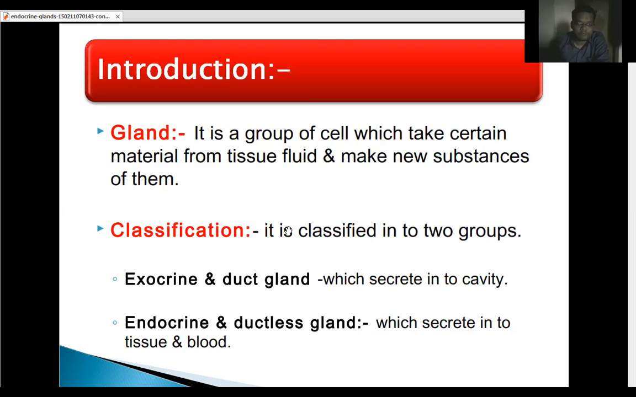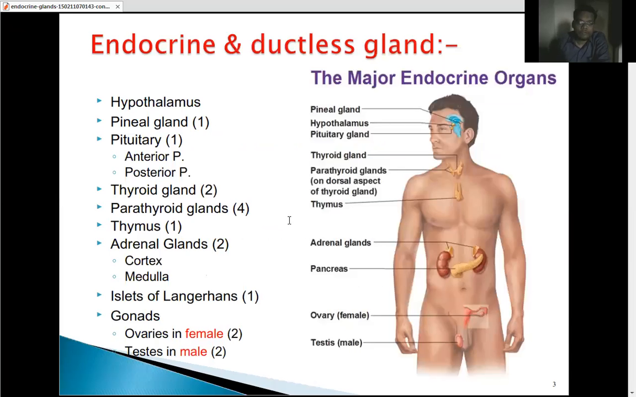This is the diagram of the major endocrine glands of our body. First is the hypothalamus. Number two is the pineal gland. Number three is the pituitary gland, which is of two types: anterior pituitary gland and posterior pituitary gland. Then the thyroid gland, which is two. Parathyroid glands: four parathyroid glands are present.